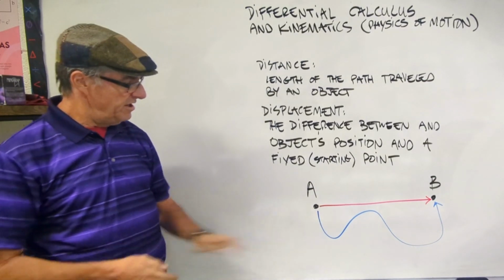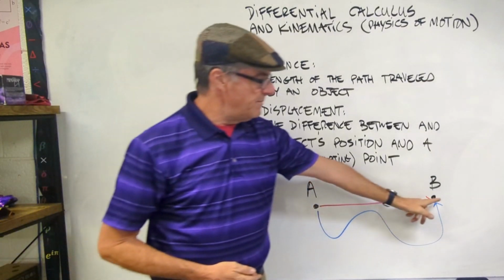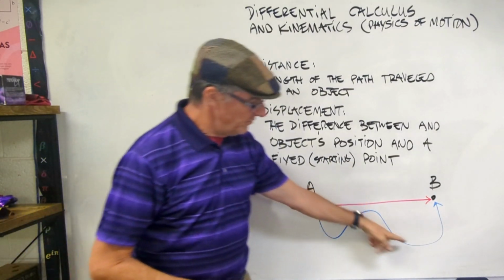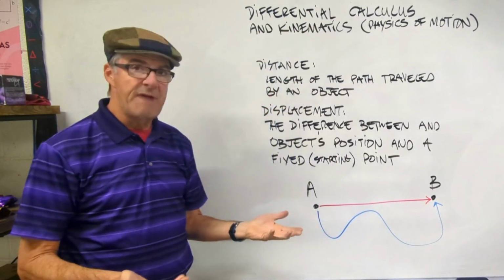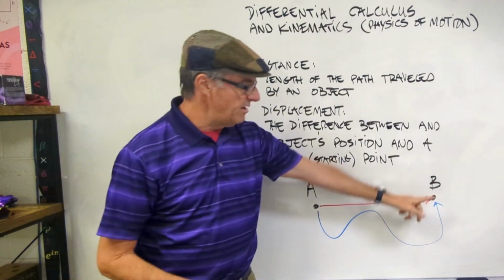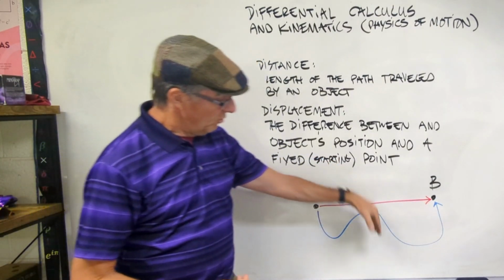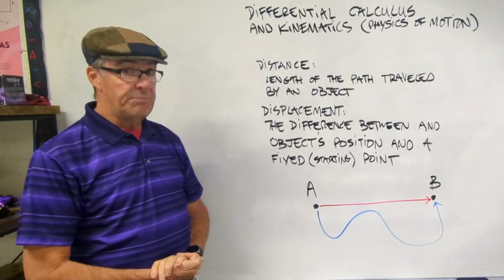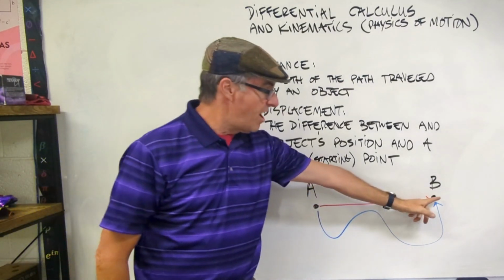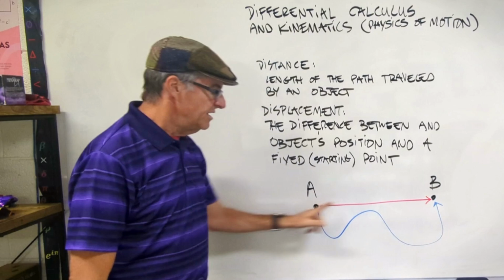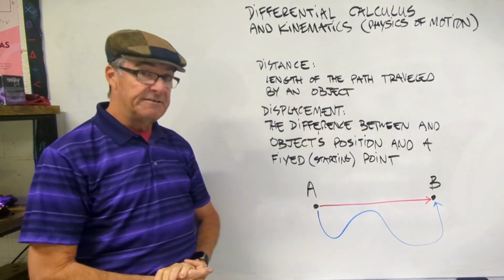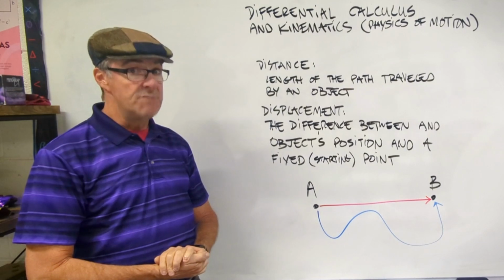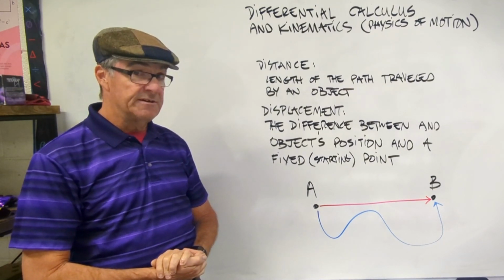So let's take a look. Here is my A and my B. The distance could be this path. You know, this is like a road going through the twisty mountains, getting from town A to town B. So the distance traveled will be whatever the length of that curvy line is. The displacement is how far away you are from A when you're at B. And that's a straight line. So in this lesson, we're going to talk about straight line motion almost exclusively.